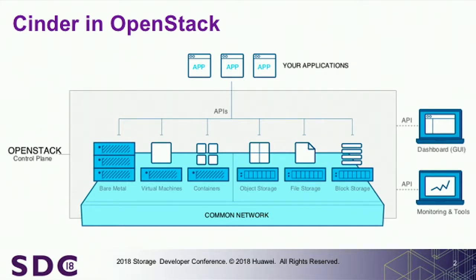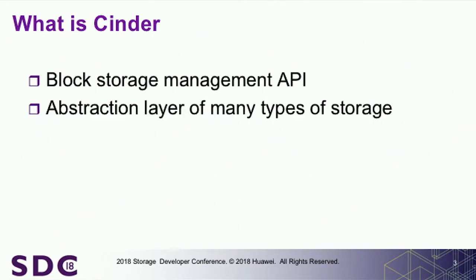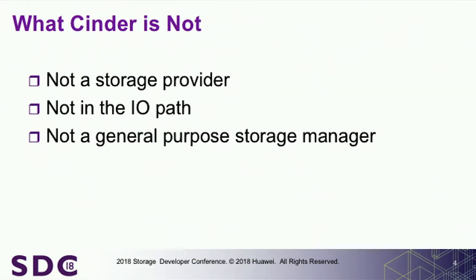Cinder is the component of an OpenStack deployment that manages block storage. So in an OpenStack cloud, if you request a volume or block storage to be available for your instance or your containers or your bare metal, that goes through the Cinder service to manage that and make that available. So it's just a management API, and it's an abstraction layer over different types of storage. It is not the actual data provider, the storage provider. It's not in the I/O path in any way, and it's not meant to be something that can manage all your different types of storage tasks. It really has the purpose of just provisioning your storage.